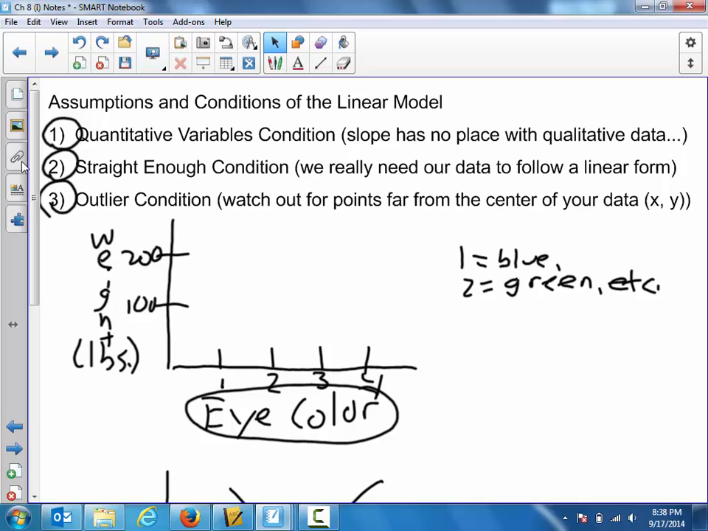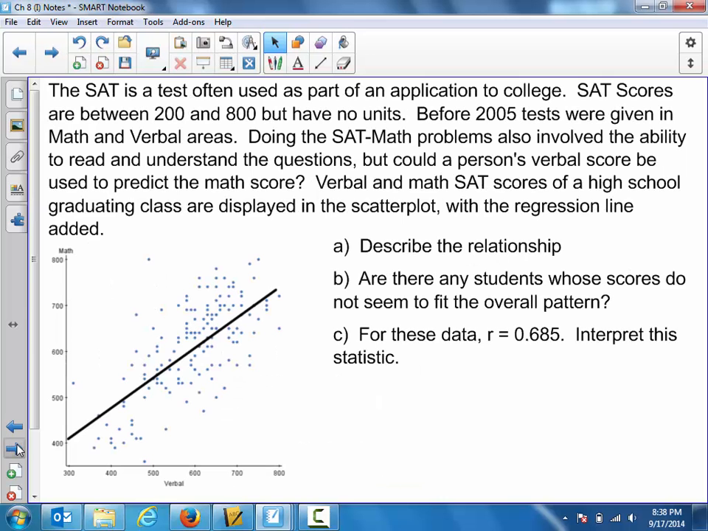our linear tool in applications that are not naturally linear. We're going to fix data so that it'll become linear. We're going to re-express data in chapter 10. So we're going to talk more about the straight enough condition and the outlier condition in chapters to come. The quantitative variables condition is important to pay attention to from the get-go.